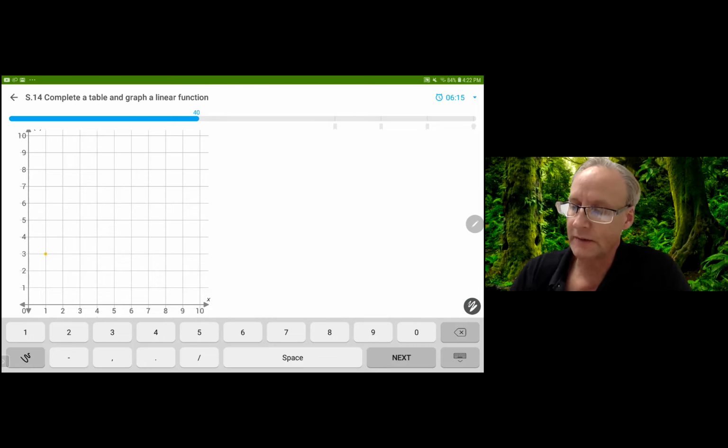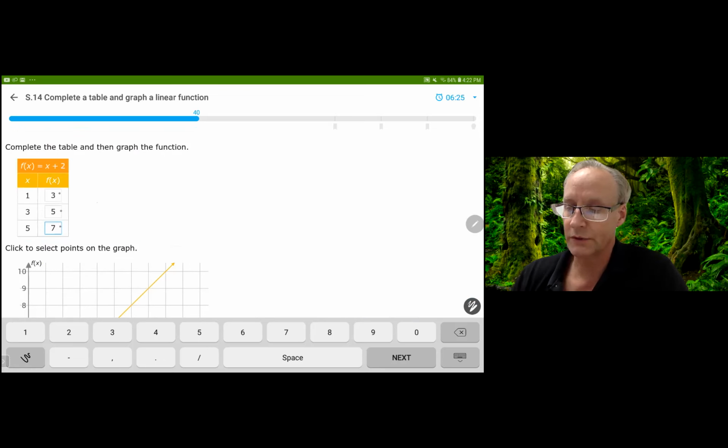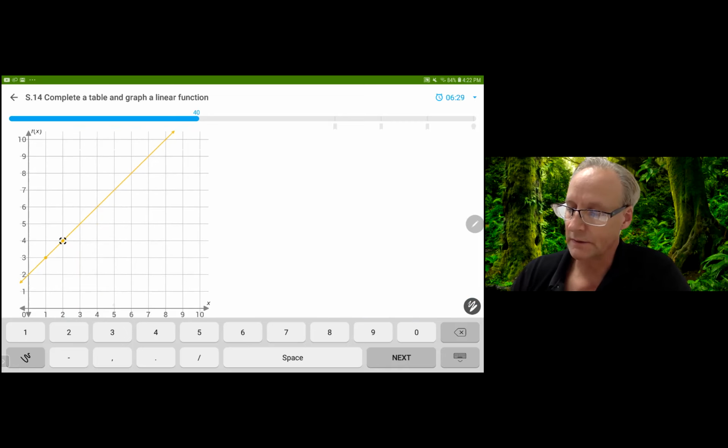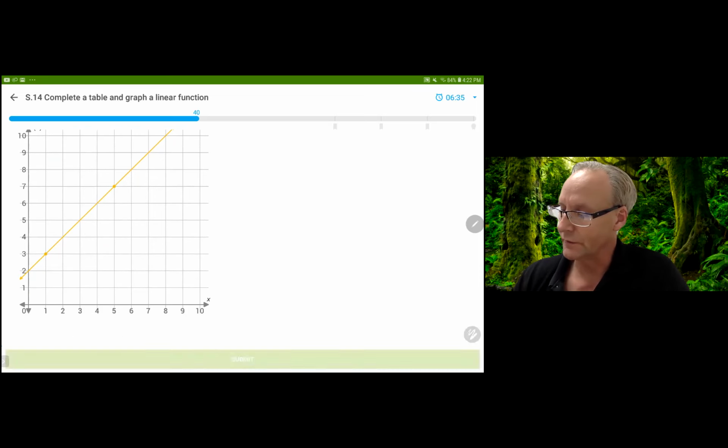And it looks like we have a slope of 1, doesn't it? And hopefully you can see that we have a slope of 1x plus 2. And 5, 7 is on our graph. Let's take a look. 5, 7 is on our graph, isn't it? You only have to graph 2 points in order to find a line.